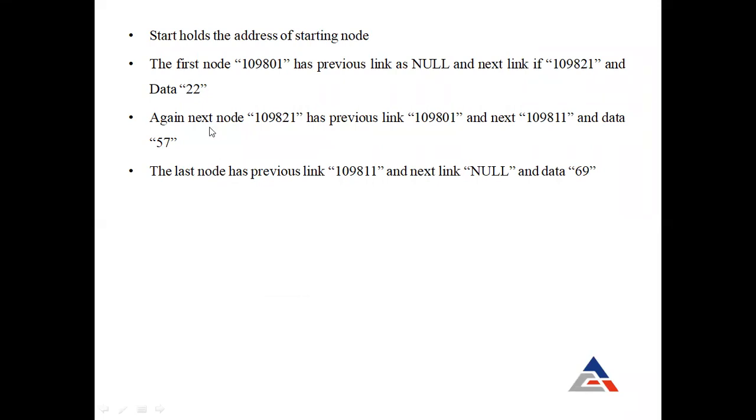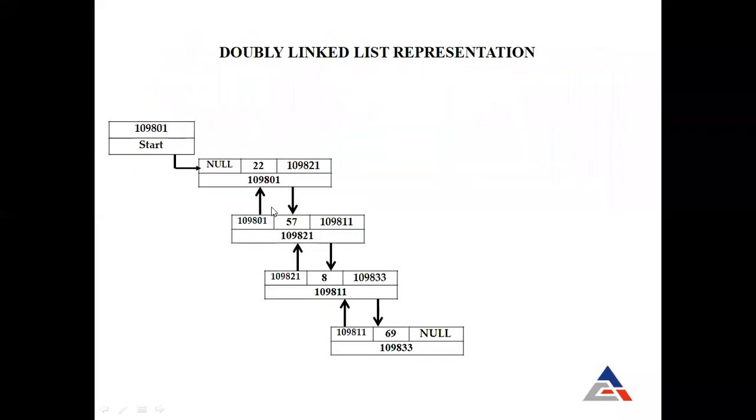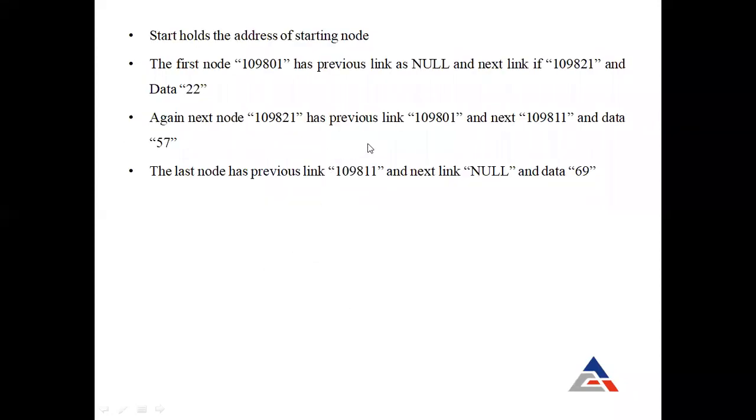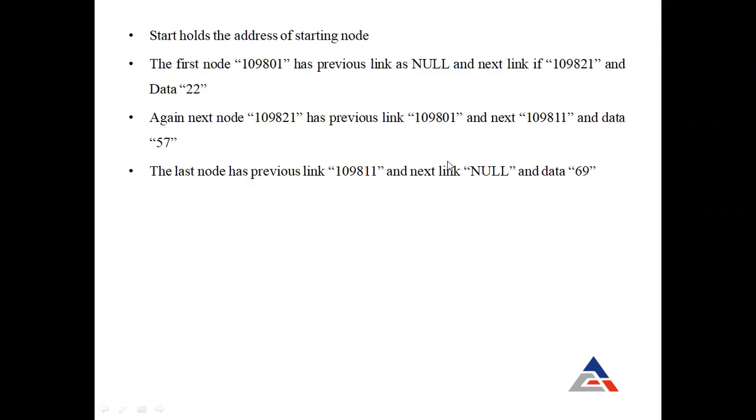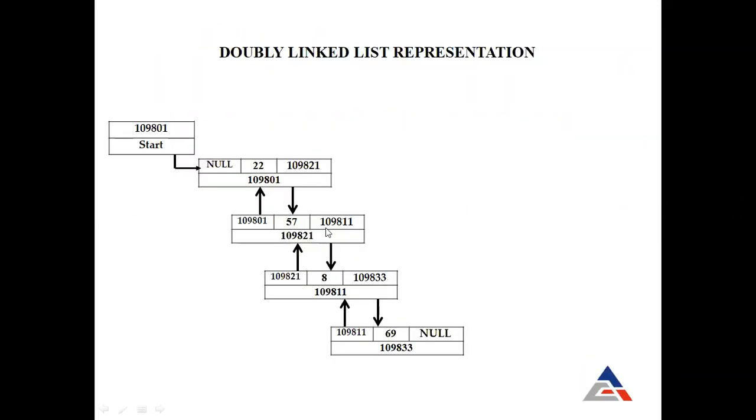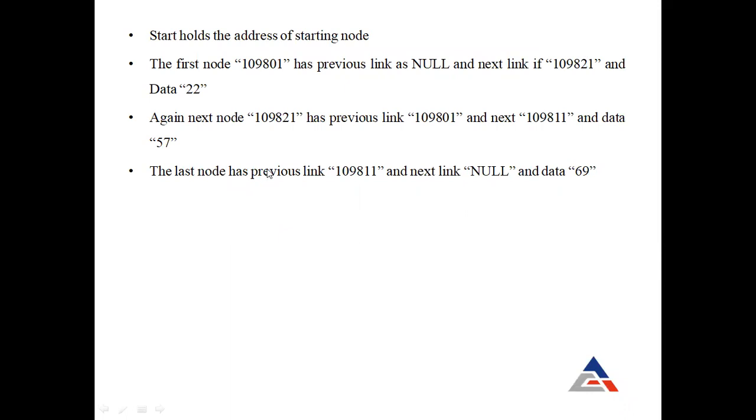And again the next node, 109821, has a previous link 109801. This is the previous, 109801, and next is 109811, and the data is 57.